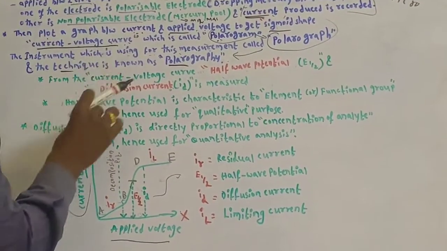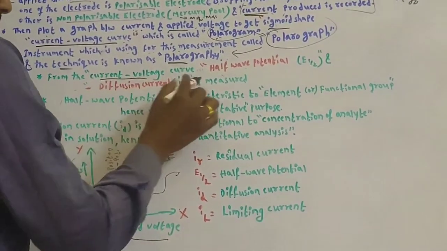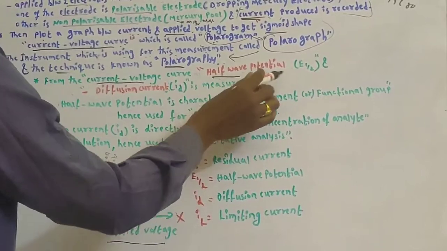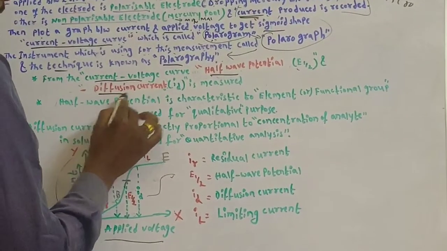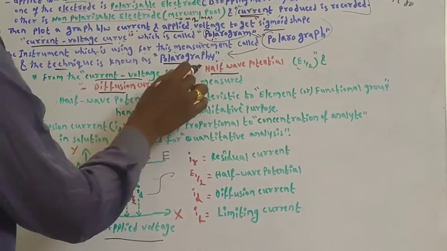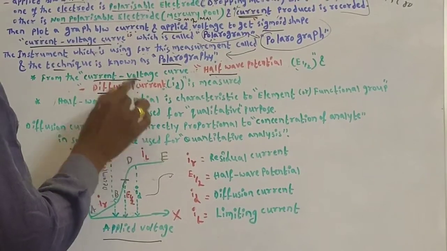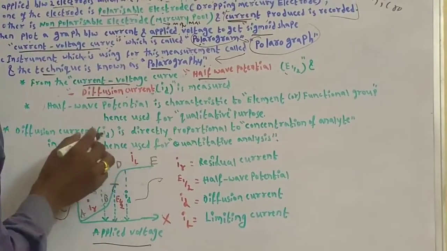Then from the graph, what we need to identify from the current voltage curve is the half wave potential, which is denoted by E suffix half, and the diffusion current, which has to be measured. These are two important things. Half wave potential and diffusion current have to be measured in the current voltage curve. Okay, what does the half wave potential give?